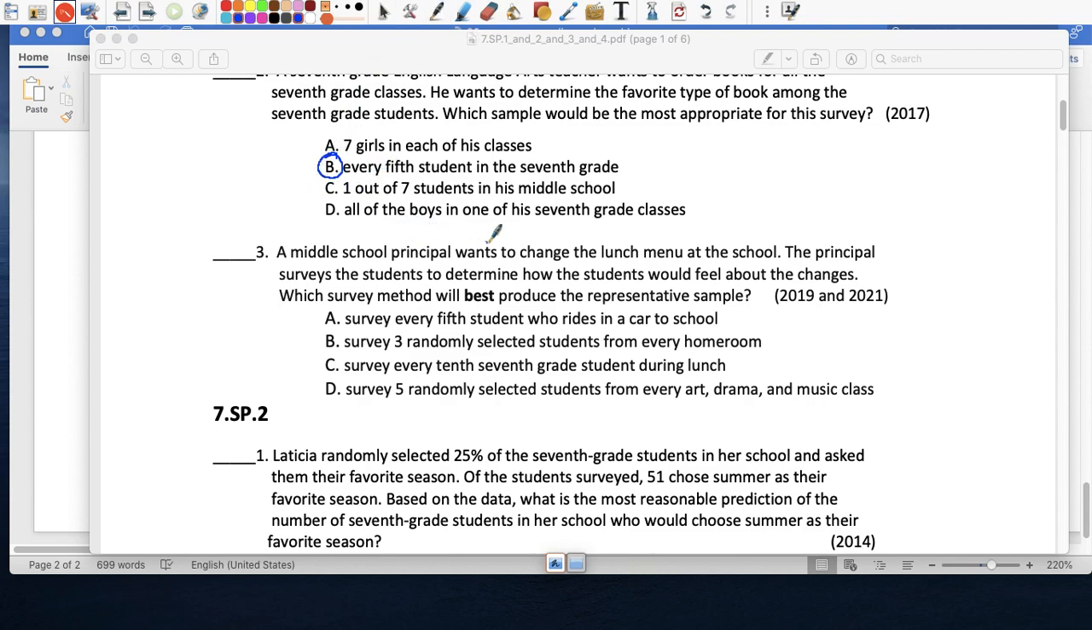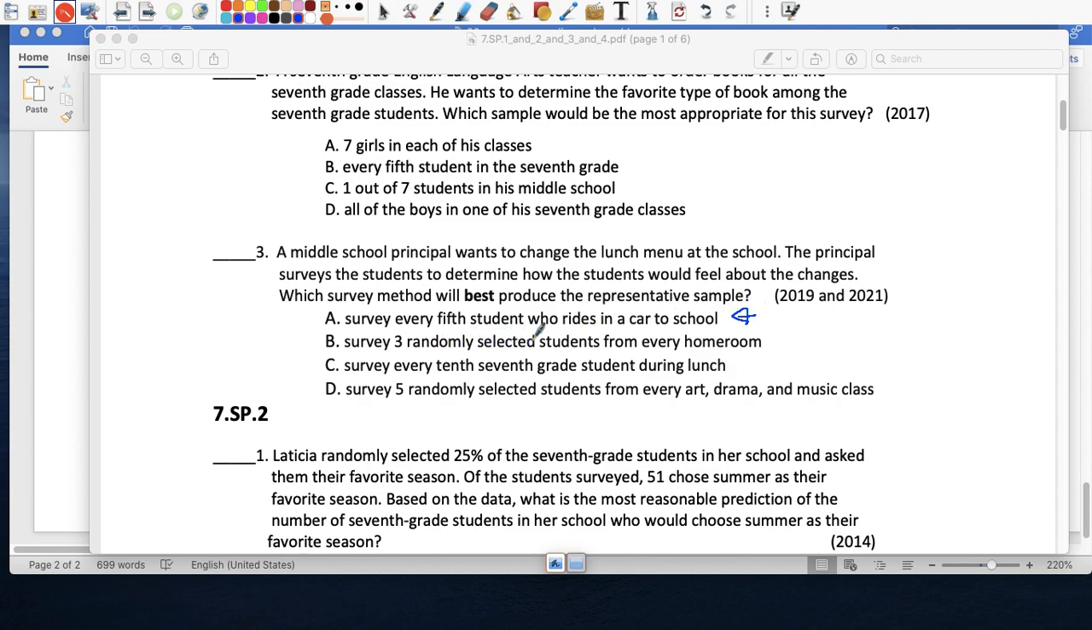A middle school principal wants to change the lunch menu. The principal surveyed the students to determine how they would feel about changes. Which survey method will produce the best representative sample? Every 5th student who rides in a car to school? No, because it could be biased. If you have a car, it biases toward a certain economic status, maybe.